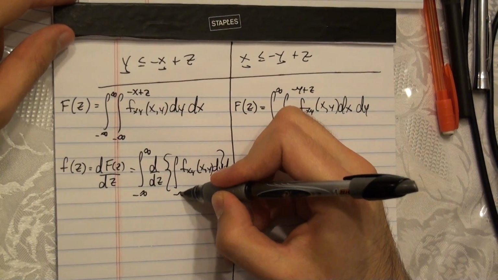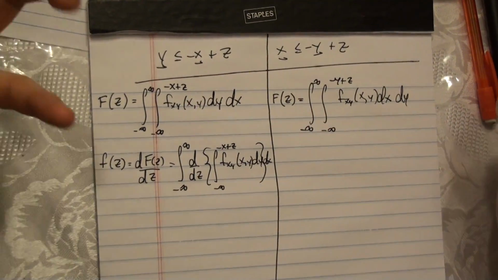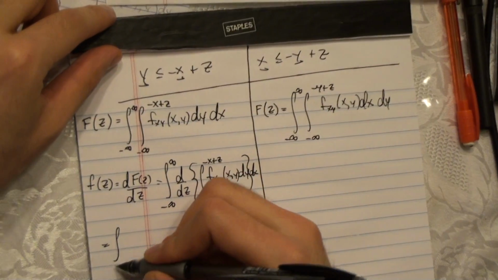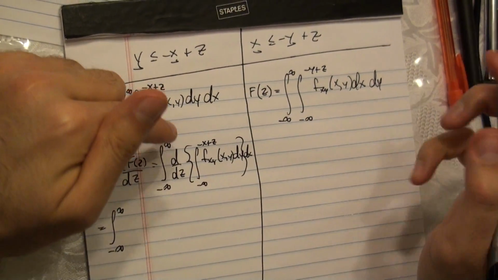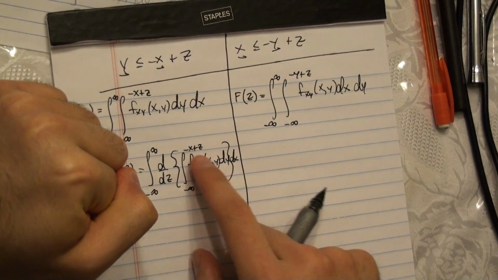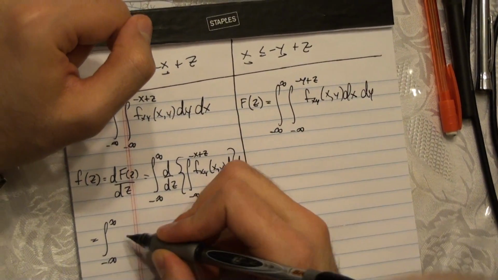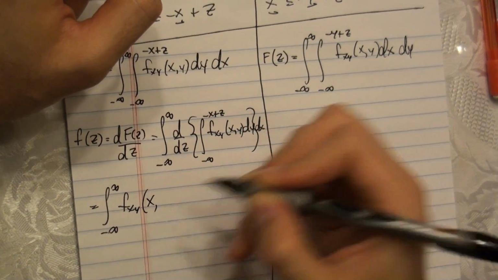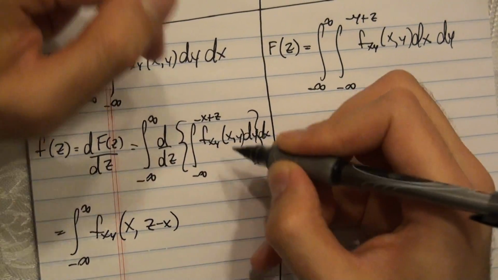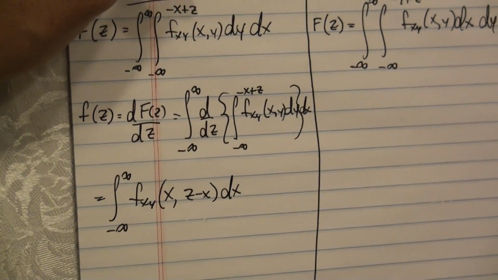Right, I forgot to put my limits. Using the fundamental theorem of calculus, we just get the first integration. This just becomes little f of xy, x comma y, at y equals negative x plus z. So we get x comma z minus x. And we're left with this.